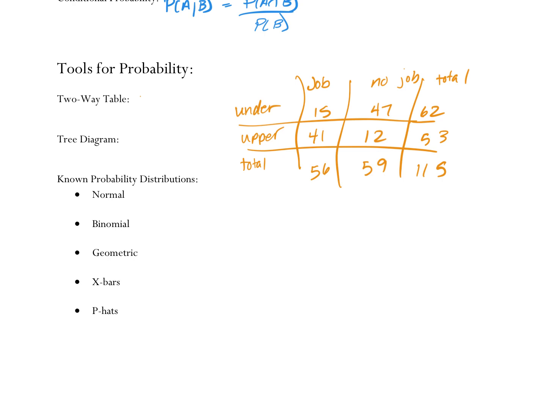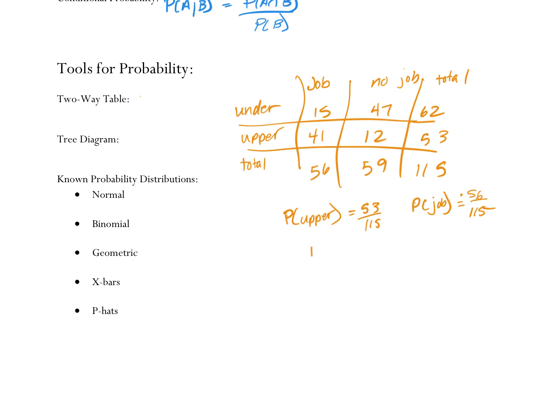Everybody good? Okay. So if I gave you this and I said, what is the probability somebody is an upperclassman? Could we find that probability? Yeah. What is it? 53 out of 115. Chances are, if you're given a two-way table, you're going to try to compare those things, so we might write that as a decimal, but I'm not stressing about it right now. What is the probability somebody has a job? 56 out of 115. Cool.